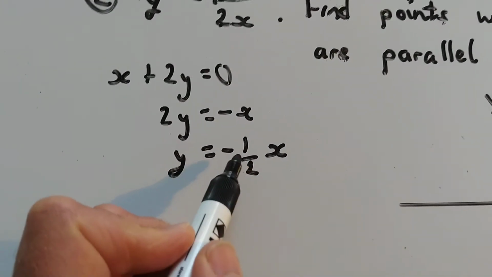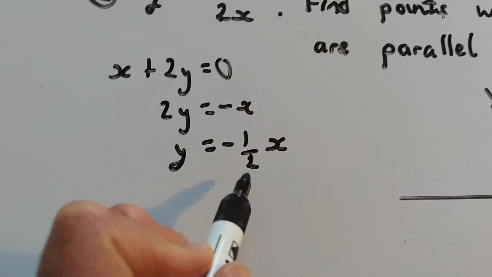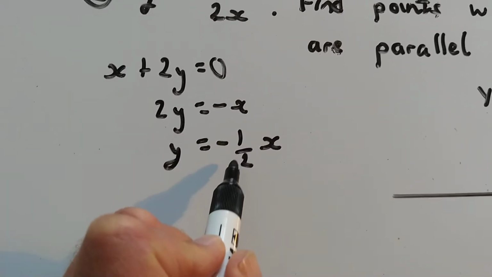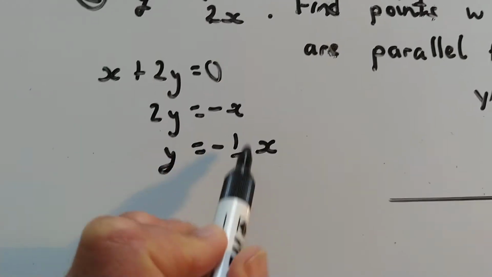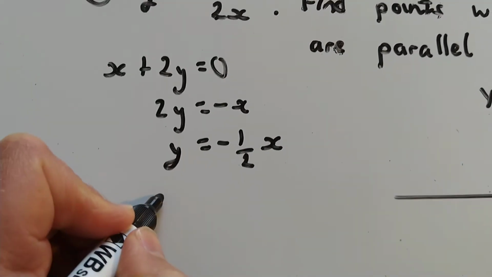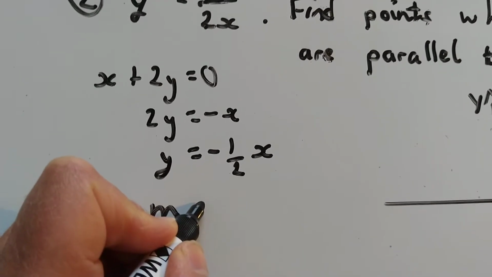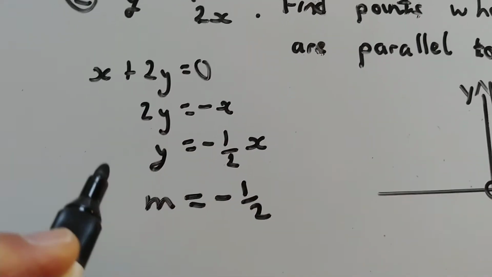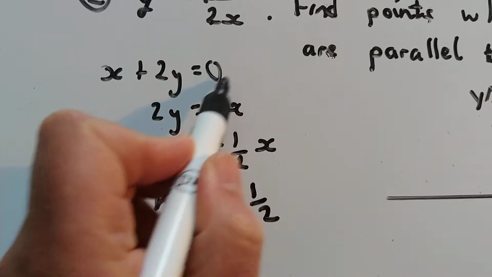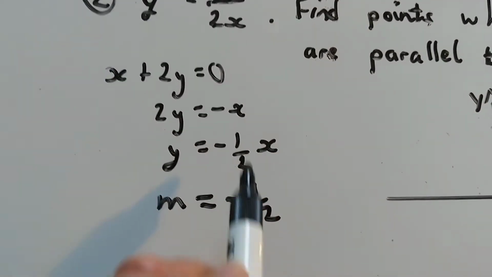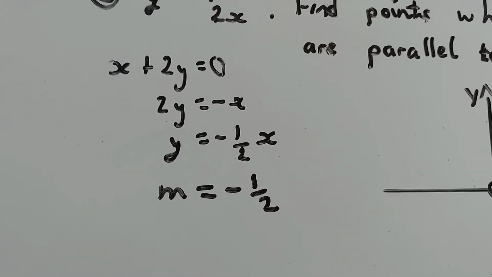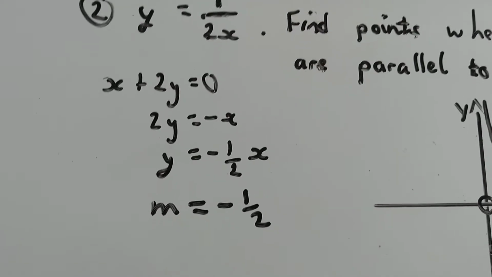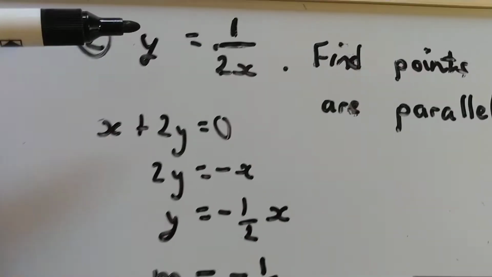Why did I do this? I could have written negative x over 2, because in this form it's immediately apparent that my negative a half is my gradient. So I'm going to write that the gradient of the tangent that I'm looking for is negative a half, because it's the same as the gradient of this line, and this line I've just worked out has gradient negative a half.